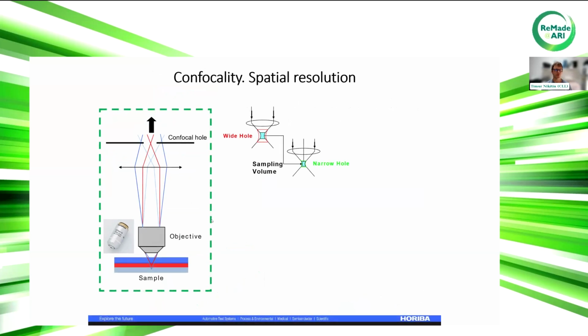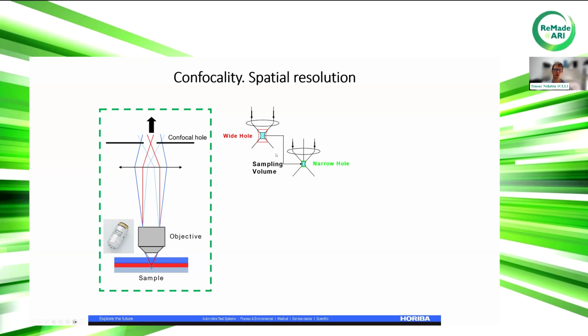This confocality, as I said, is an important improvement, and combined with the microscope objective it gives us the ability to study the sample with high spatial resolution. In the construction of the microscope, the confocal hole blocks, as you can see in the schematic, the light which comes from out of focus of the objective. This way we can have 3D resolution. We can study the sample in 3D.